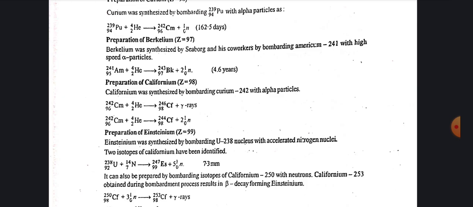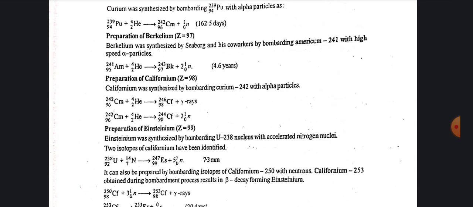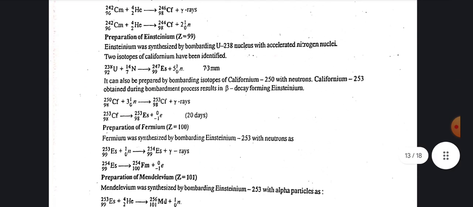Preparation of americium: americium was synthesized by bombarding uranium-238 with alpha particles. Preparation of curium: curium was synthesized by bombarding uranium-239 with alpha particles. Preparation of berkelium: berkelium was synthesized by Seaborg and co-workers by bombarding americium-241 with high-speed alpha particles. Preparation of californium: californium was synthesized by bombarding curium with alpha particles. Preparation of einsteinium: einsteinium was synthesized by bombarding the uranium-238 nucleus with accelerated nitrogen nuclei. Two isotopes of californium have been identified.